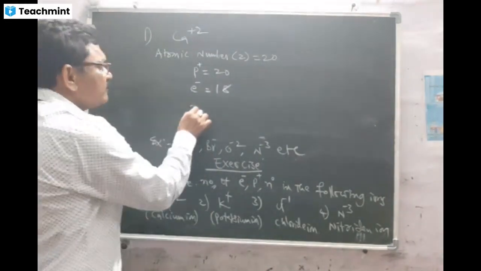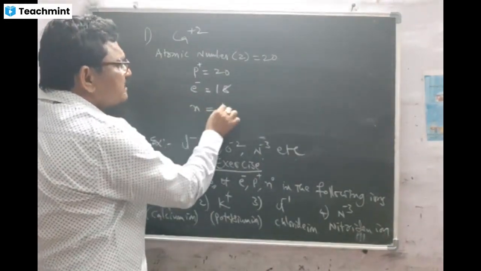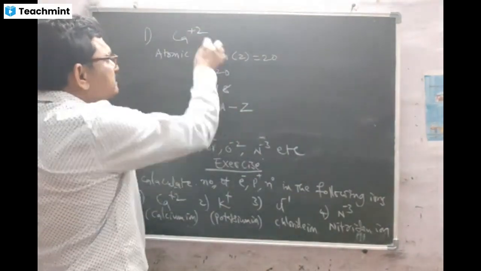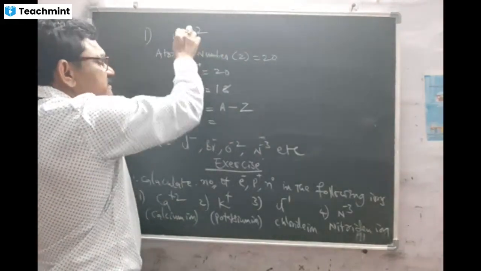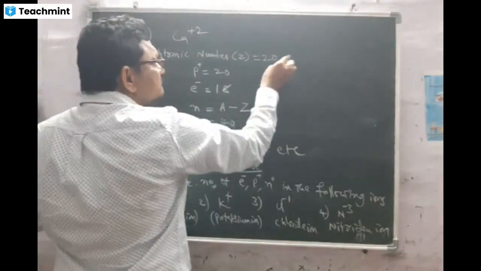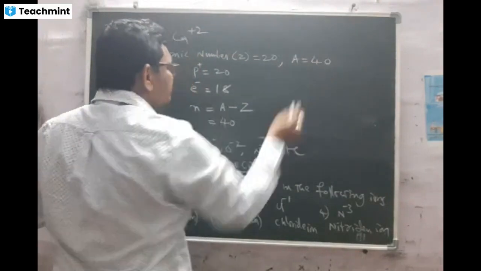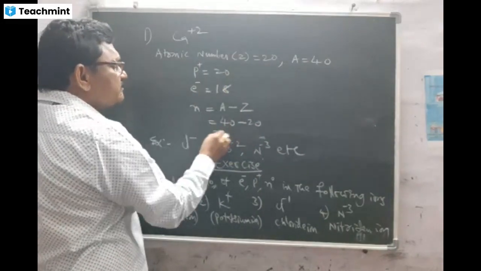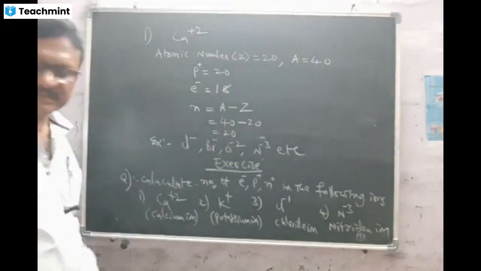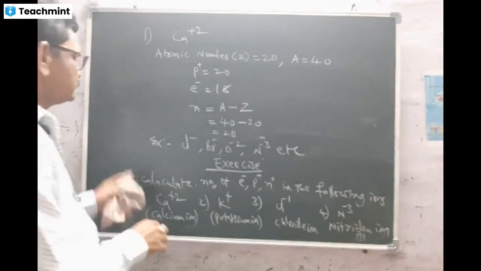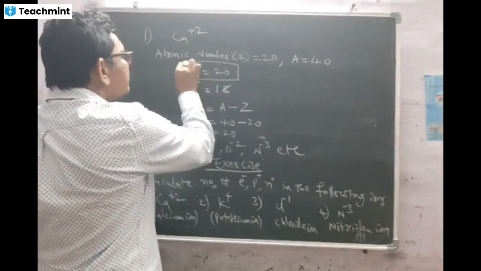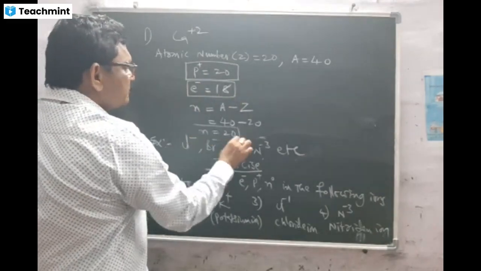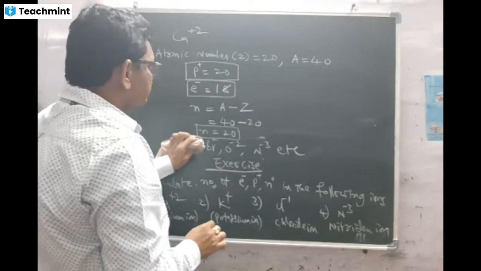Then whenever you want to calculate neutrons, what is the formula of neutrons? A minus Z. How much is the mass number of calcium? 40. You know, mass number A is equal to 40. So 40 minus Z, Z means 20, so 40 minus 20 is 20. So neutrons are 20. You remember protons are 20, electrons are 18. How many neutrons are there? 20 neutrons are there. This is the answer.